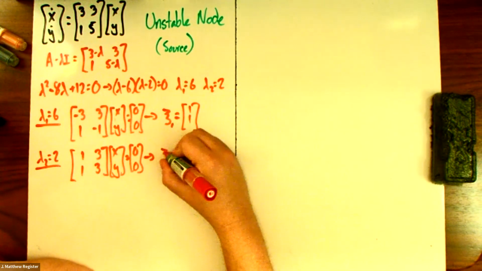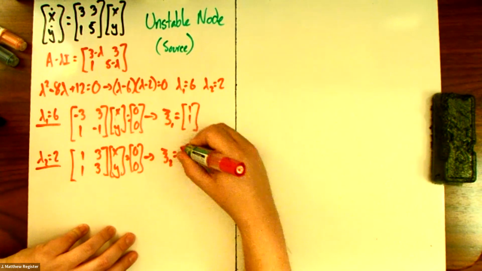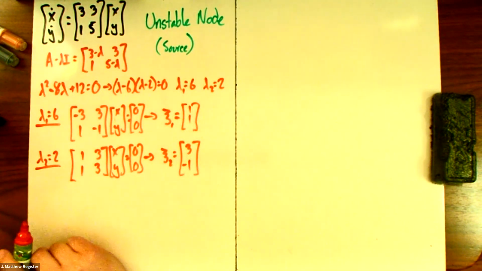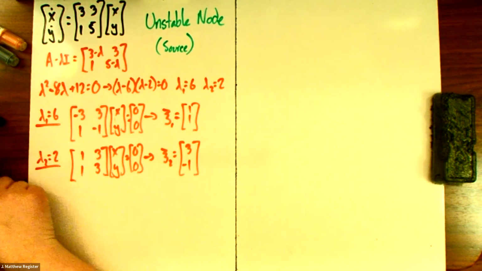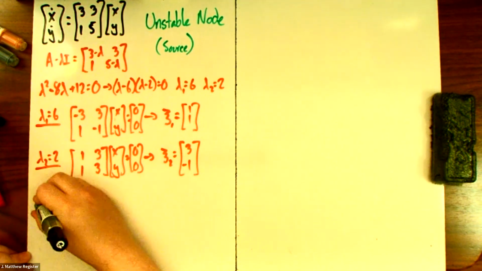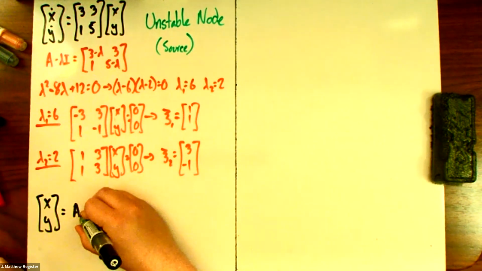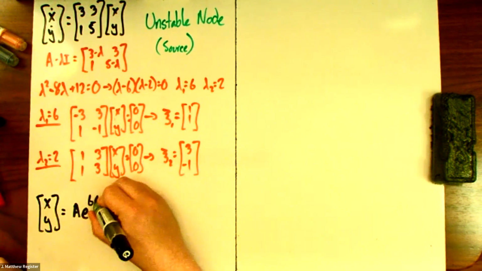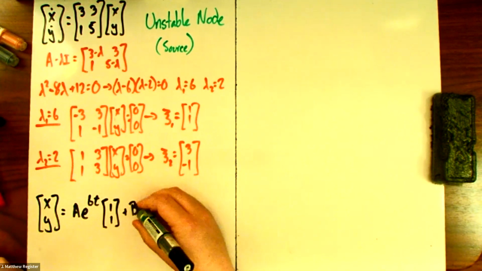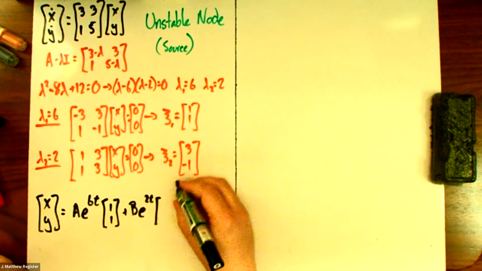This tells us that our second eigenvector is going to be equal to 3, negative 1. From this, we can find the general solution. The general solution is going to be given by x, y is equal to a e to the 6t times 1, 1 plus b e to the 2t times 3, negative 1.